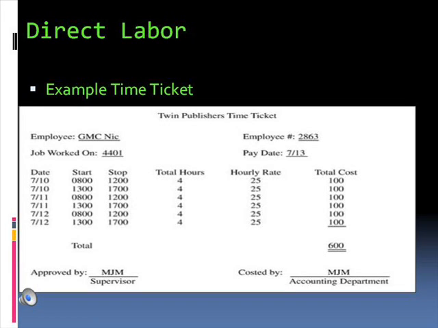Here we have a direct labor time ticket. As you can see, at the top is the employer's name, Twin Publishers, and we have the employee name, the job worked on. We have the employee number, the pay date, the date, the time that it started and stopped, the total hours worked, the hourly rate, and the total cost. At the bottom we have who it was approved by and who it was costed by.